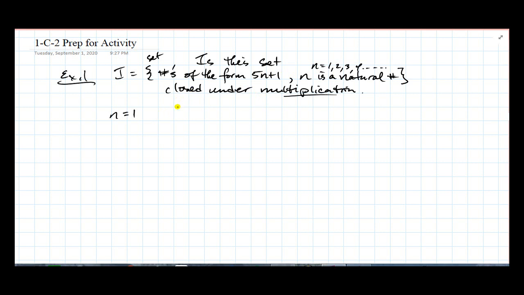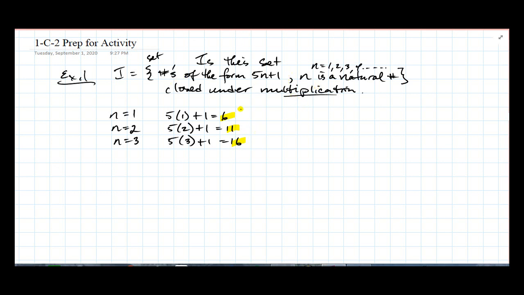So the first number, when n is 1, that's 5 times 1 plus 1. Well, 5 plus 1 is 6. When n is 2, that's 5 times 2 plus 1, which is 11, right? 10 plus 1 is 11. When n equals 3, that's 5 times 3 plus 1. 15 plus 1 is 16, and so on. So these are the numbers in the set. I'm talking about 6, 11, 16. Those are numbers in the form, in this set.